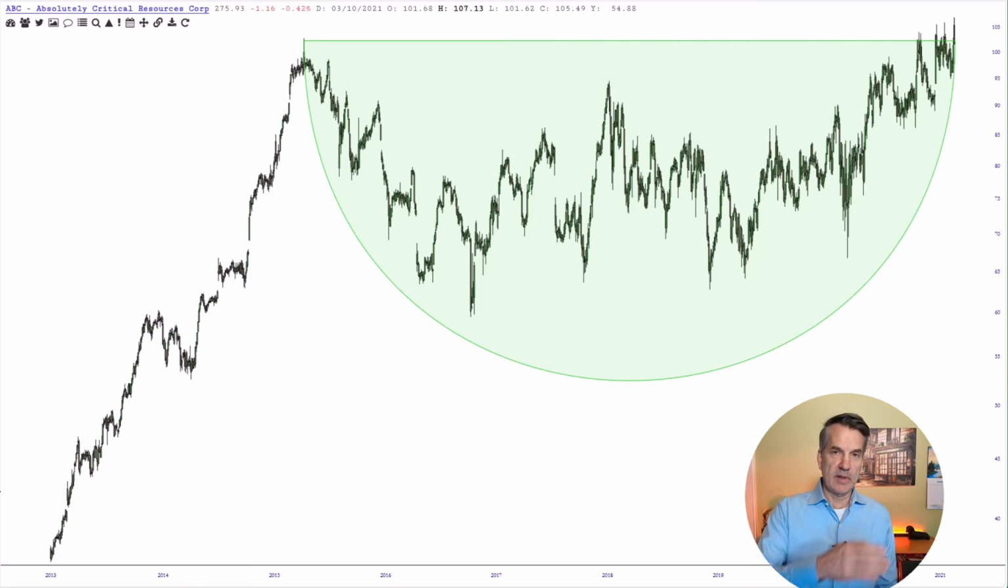And with the rounded bottom, you get this gently curved arch beneath that serves as sort of a base that will hopefully precede a big push higher in whatever financial instrument you're tracking.